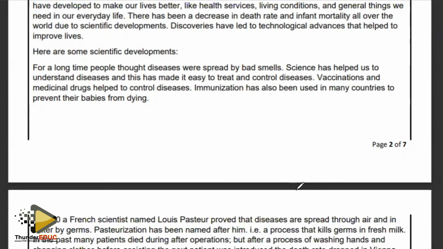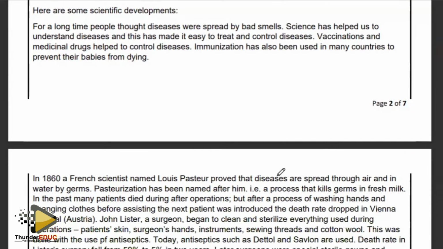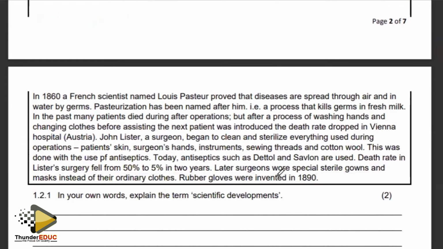Here are some of the scientific developments. For example, for a long time, people thought diseases were spread by bad smells. Science has helped us to understand diseases, and this has made it easy to treat and control disease. Vaccines and medical drugs help to control diseases. Immunization has also been used in many countries to prevent babies from dying. In 1860, a French scientist named Louis Pasteur proved that diseases are spread through air and in water by germs. Pasteurization has been named after him, a process that kills germs in fresh milk.